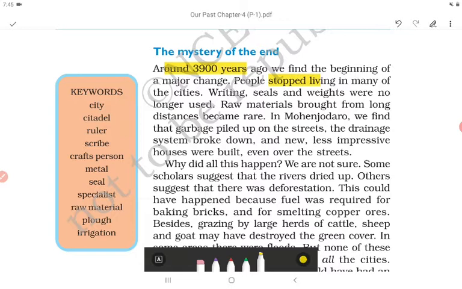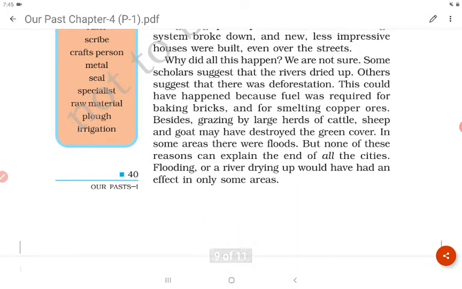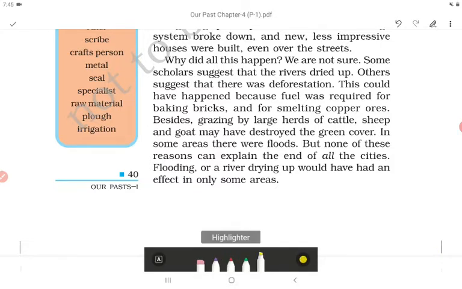Why did all this happen? We are not sure. Some scholars suggest that the rivers dried up. Others suggest that there was deforestation. This could have happened because fuel was required for baking bricks and for smelting copper ores. Besides, grazing by large herds of cattle, sheep and goat may have destroyed the green cover.